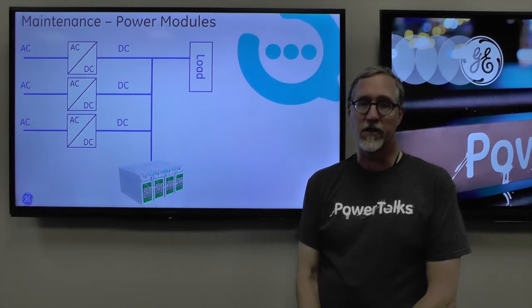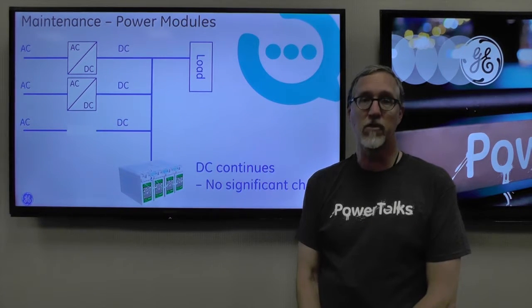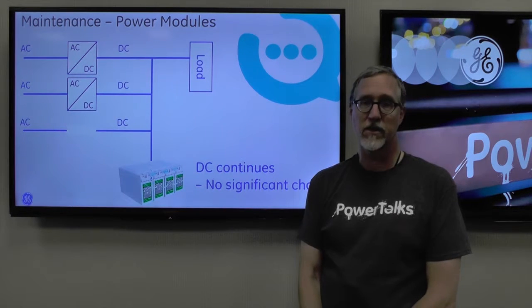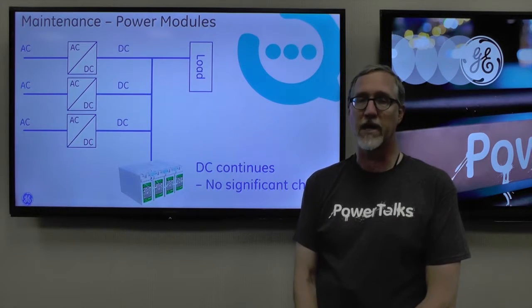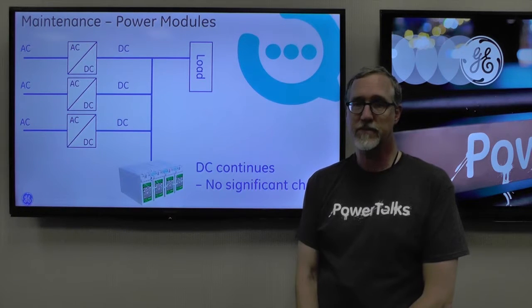Should a rectifier fail, the connection of the modules to the bus also allows the ability to hot swap modules, removing the failed unit without interruption of power to the battery and load. Similarly, the replacement unit can be plugged directly into the system to restore the full capacity of the system.